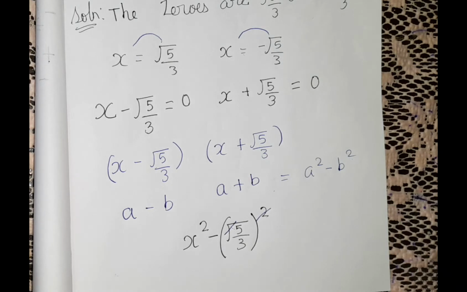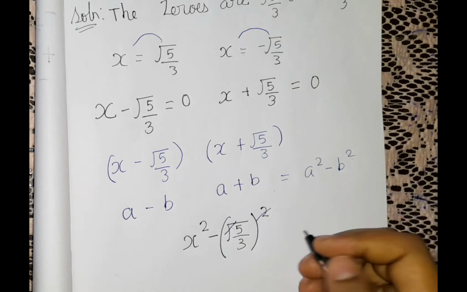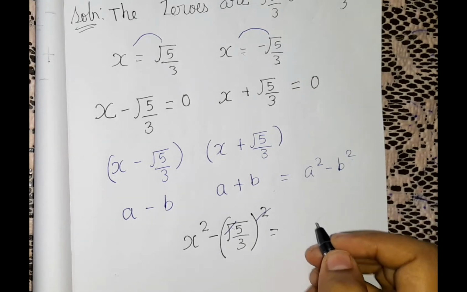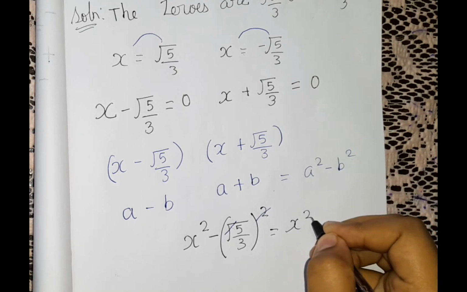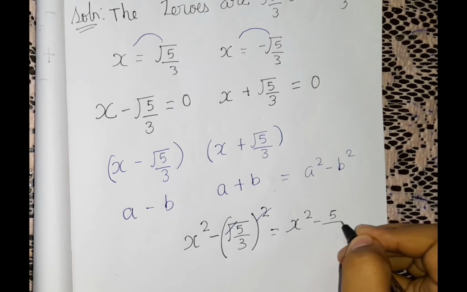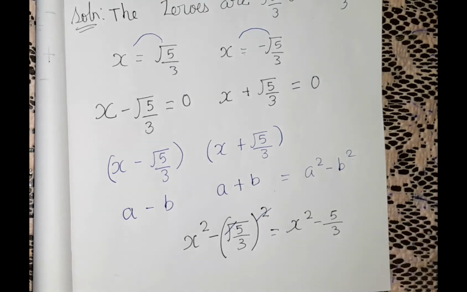Okay, so I just cancelled it. Now we don't have the root anymore, so don't care about the root. Now it is (x square minus 5) divided by 3. So we got 0 as (x square minus 5) divided by 3.